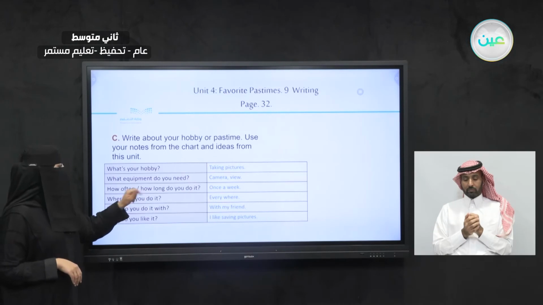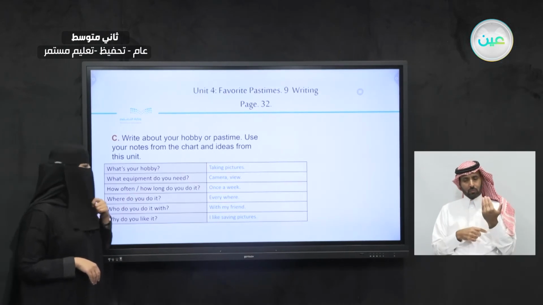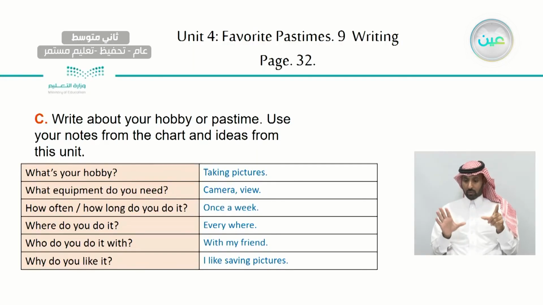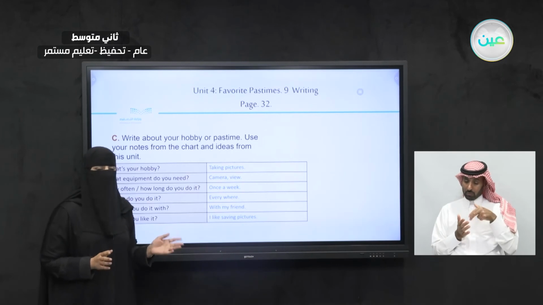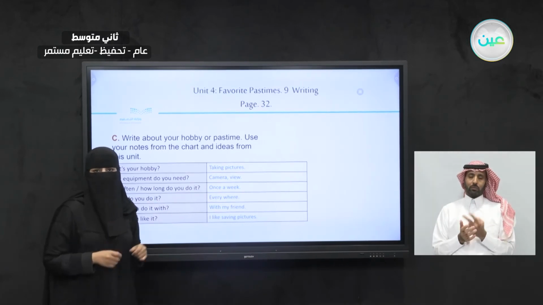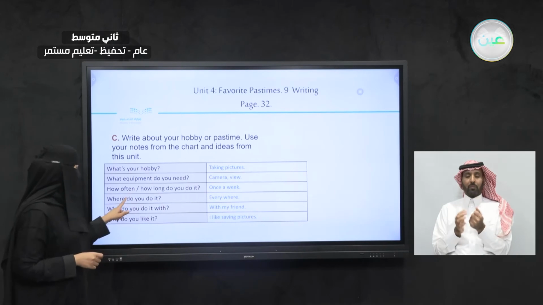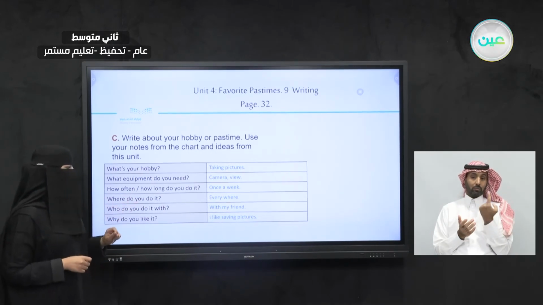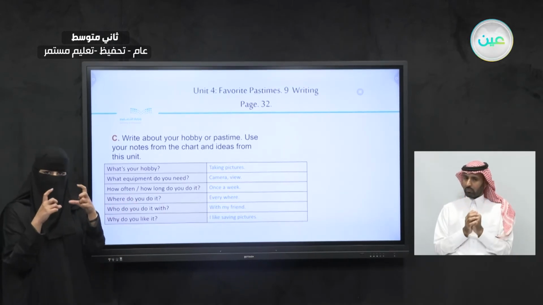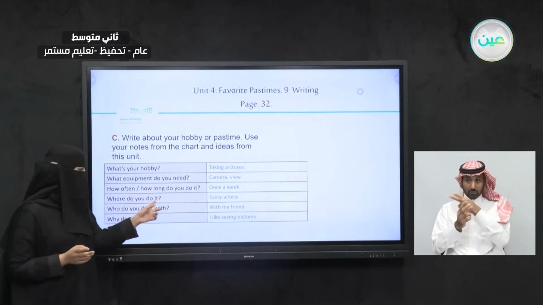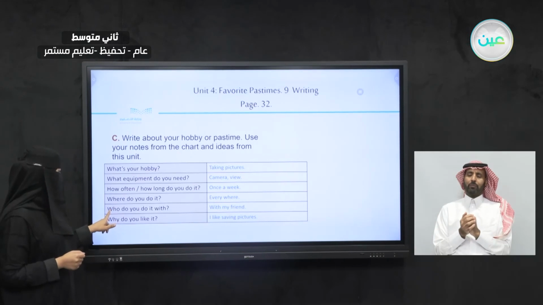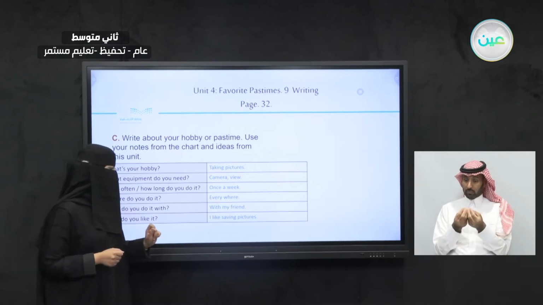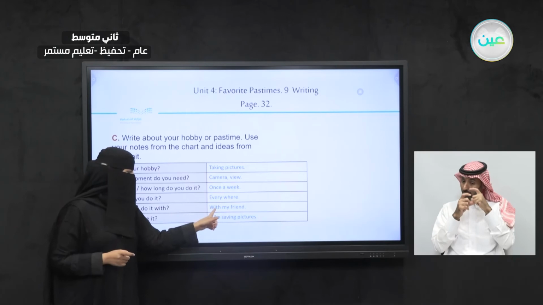How often or how long do you do it? I wrote here once a week. So how about once a week on the weekend, when we are done with our homework and we're done with our chores, I can go out and I can take pictures, right? Now, where do you do it? Because all I need is a camera and something to look at, I can do it everywhere. The next question, who do you do it with? I love taking pictures with my friend.